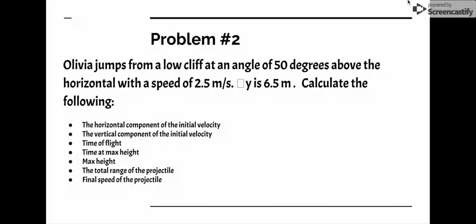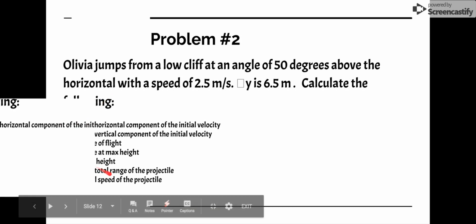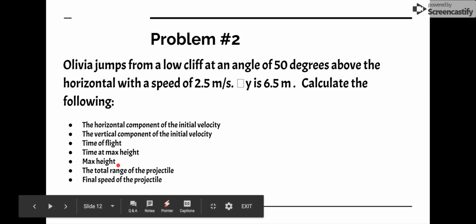And now we move on to problem number 2, which basically says Olivia jumps from a low cliff at an angle of 50 degrees above the horizontal with a speed of 2.5 meters per second. Delta y is 6.5 meters. Calculate the following, and we have like 7 things to calculate.